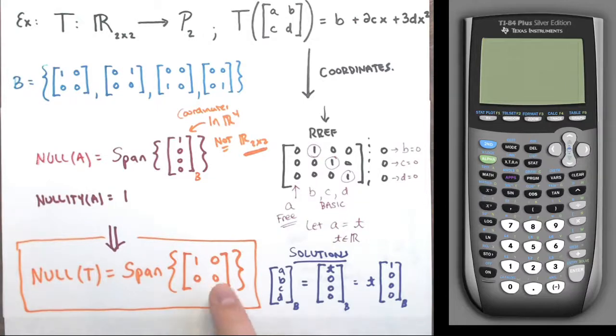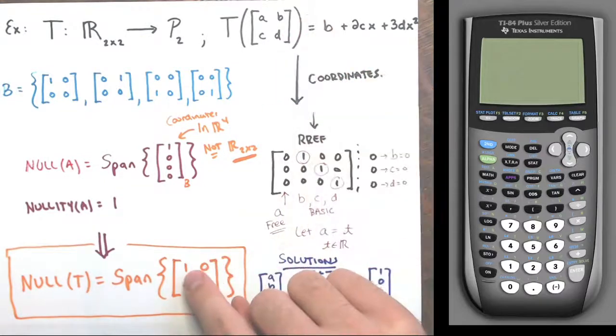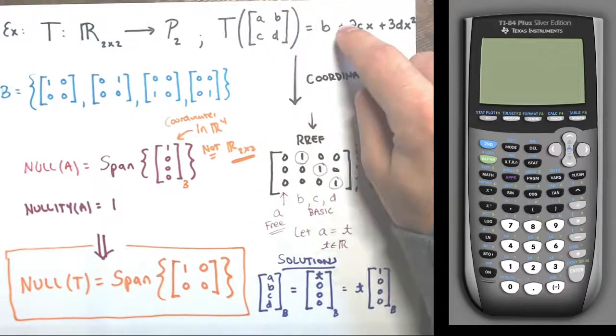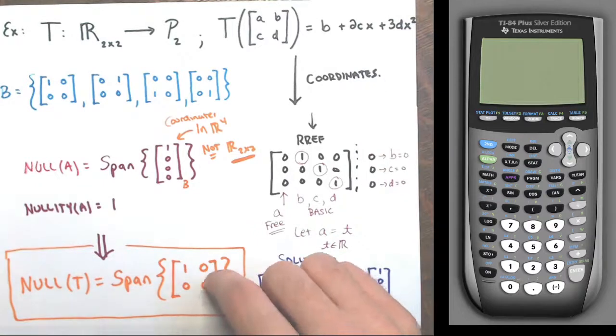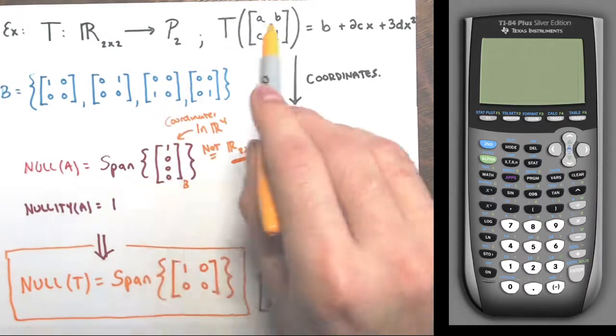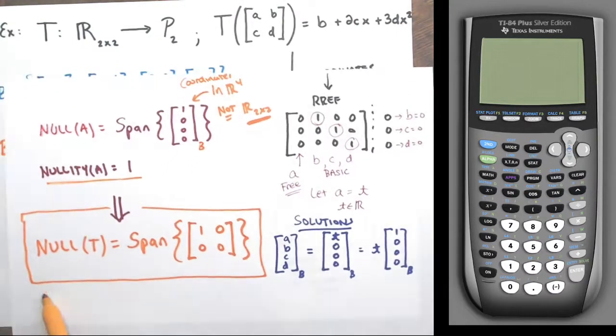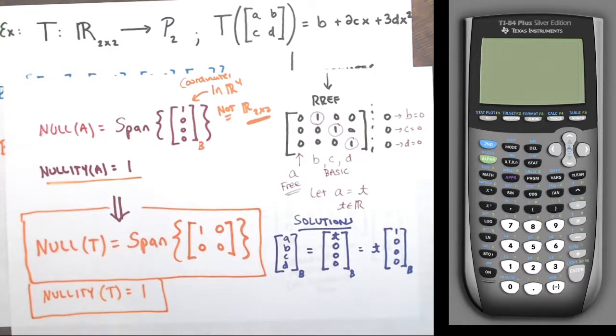You could try that out. Take 1, 0, 0, 0, plug it in here. You'd get 0 plus 0 plus 0. Put in 2, 0, 0, 0, plug in that matrix, you'd get 0 plus 0 plus 0. Every single matrix that's a multiple of this one would map to the 0 polynomial in P2 in this transformation. And as I mentioned before, the nullity of the standard matrix is the same as the nullity of the transformation. So the nullity of the transformation is also 1, because the dimension of the null space is 1. You have a basis with one matrix in it, one vector.